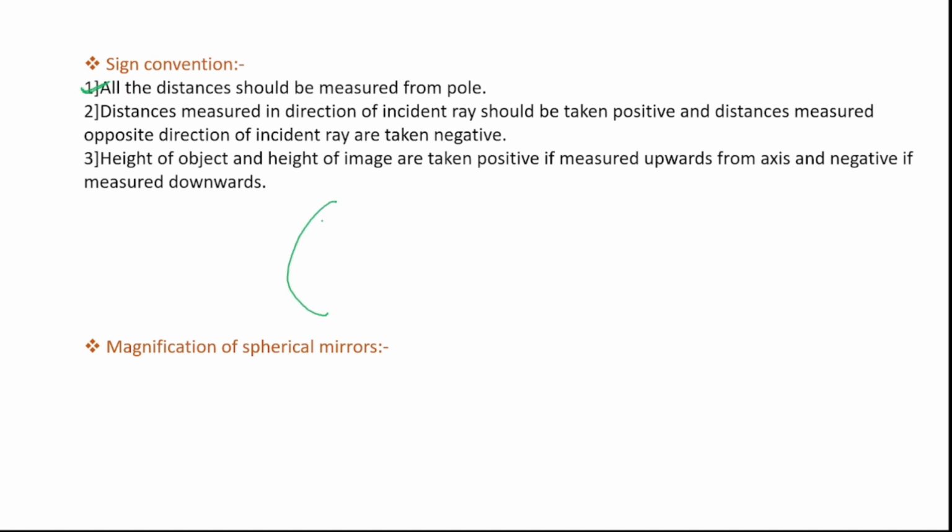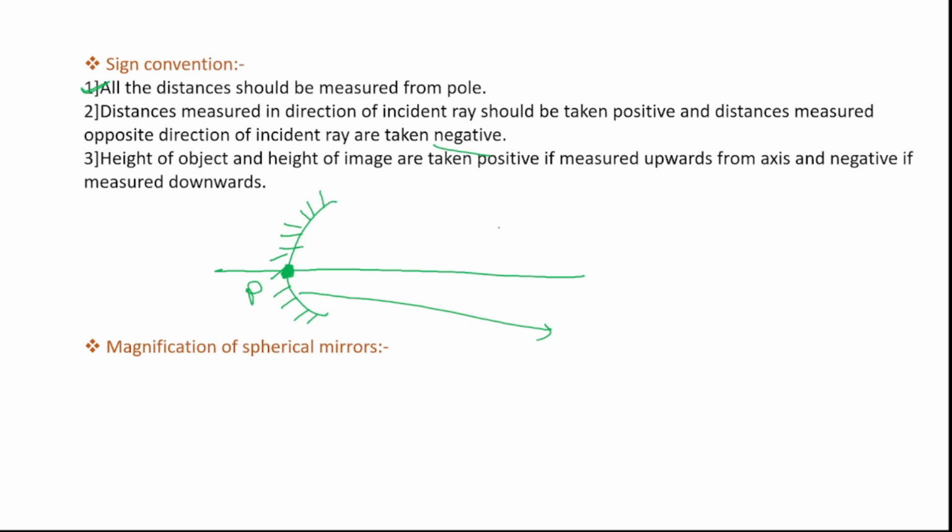So let this be a concave mirror, right? So this is a pole, right? So every distance must be measured from the pole, okay, in this direction, okay. And next, distance measured in direction of incident ray should be taken positive, and distance measured opposite to the direction of incident ray should be taken negative.